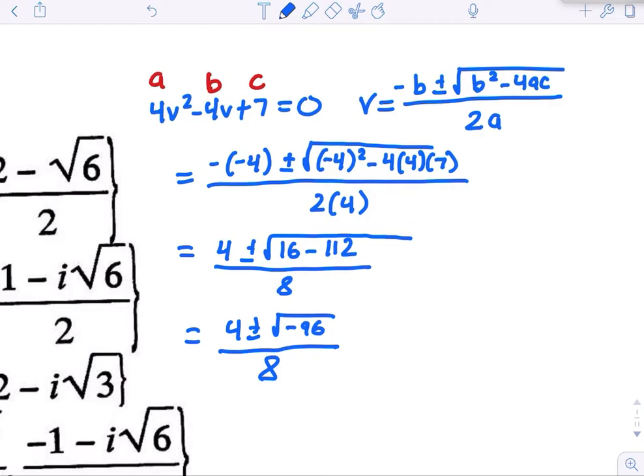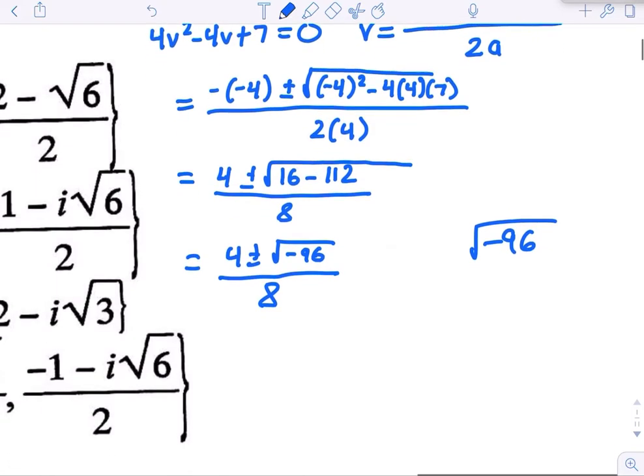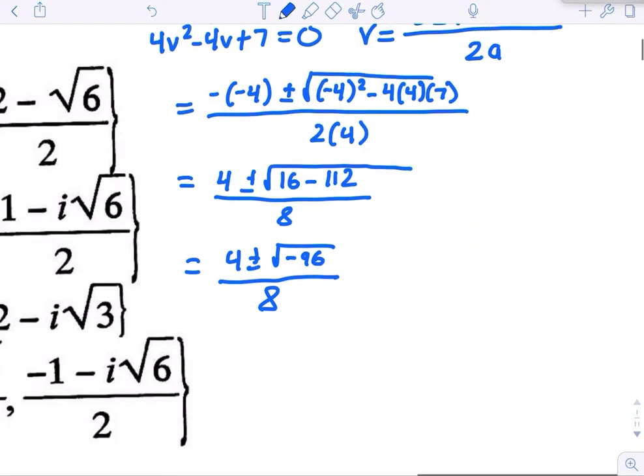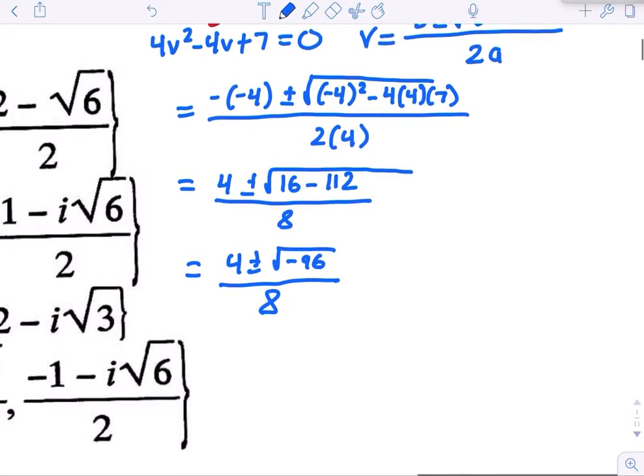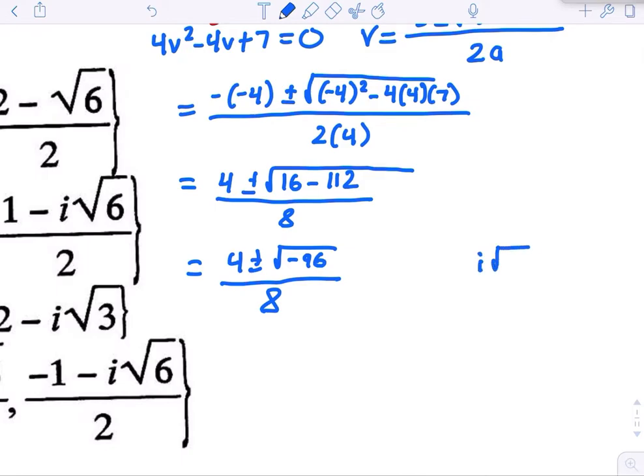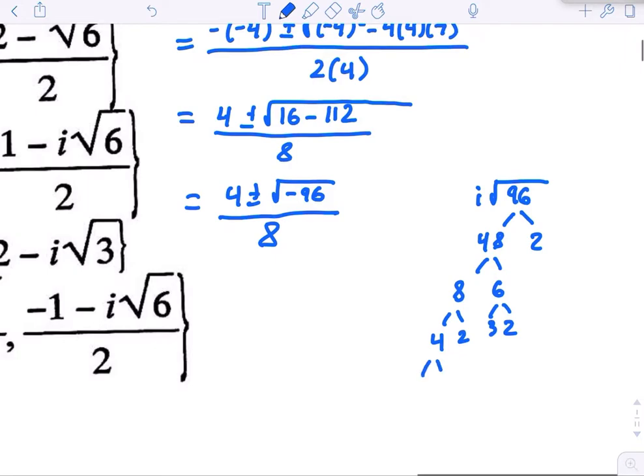So I'm gonna do it on the side. Okay, well remember, just when you guys have a negative on the inside, that's really square root of -1, which is just i. So I'm just going to take the i out so that it's positive inside the square root. Now let's get this, 48 and 2, 8 and 6, 4 and 2, 3 and 2, and 2 and 2.